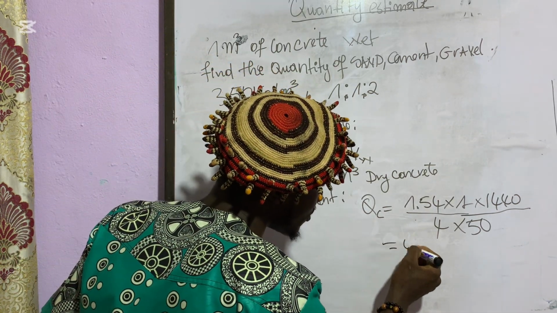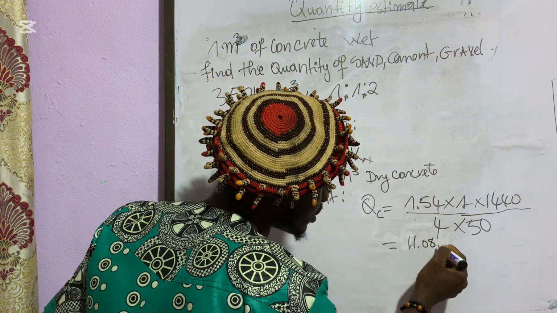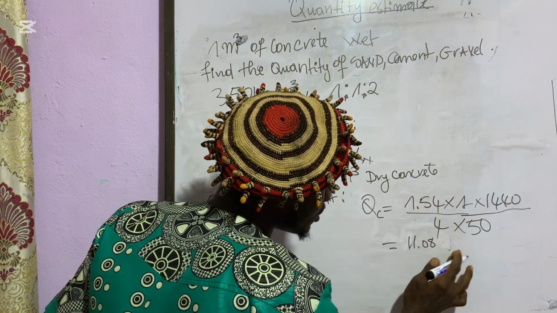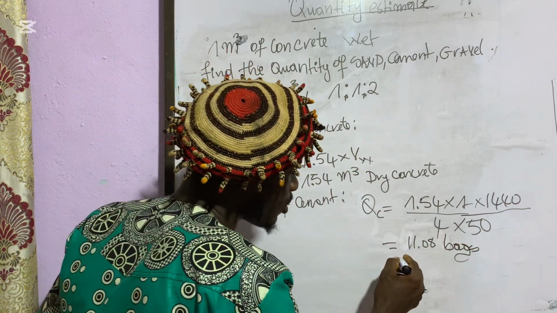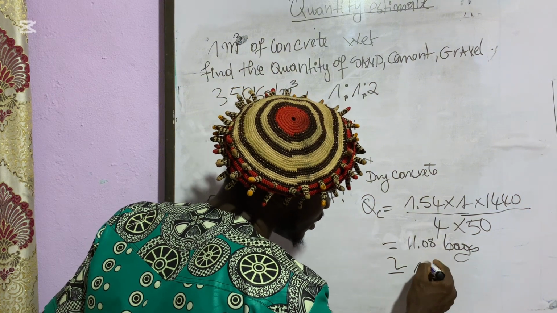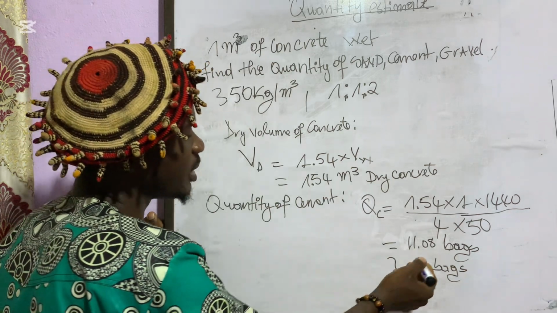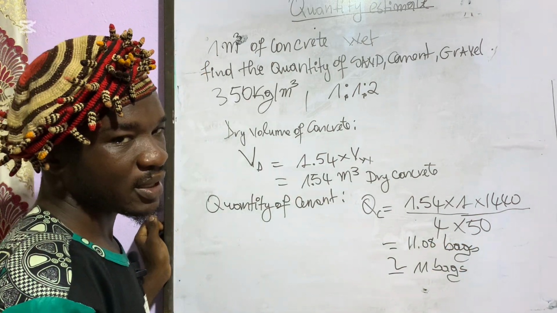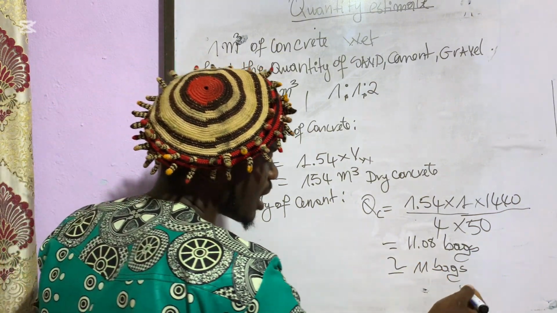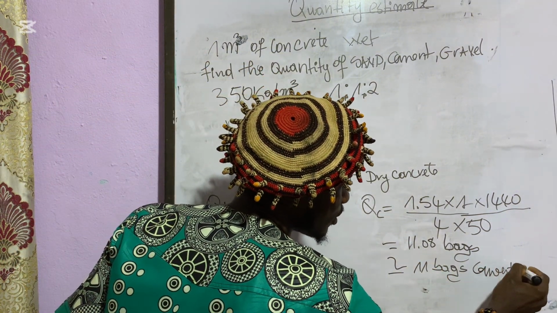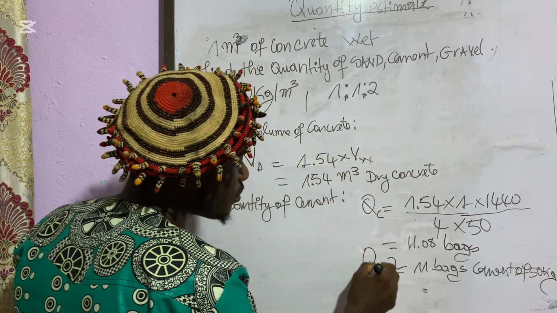So quantity of cement will be equal to 11.08. Okay, this value, remember, is the number of bags of cement. So approximately we can say that we have 11 bags of cement. We could round it up to 12, but since it's negligible, it's 0.8. 0.8 is not up to even 0.1. So let's just put it to 11 bags of cement of 50 kg. Okay, so this is the quantity of cement.